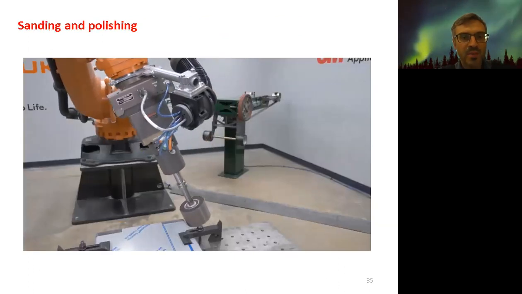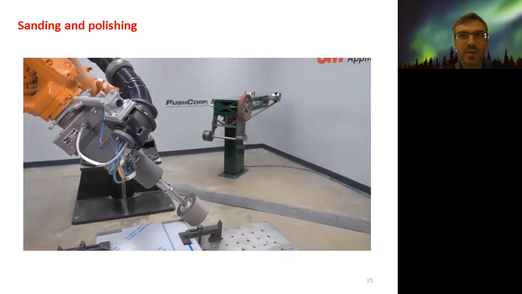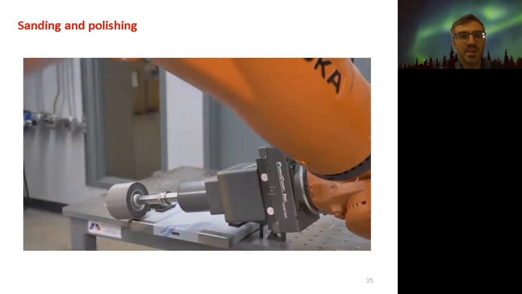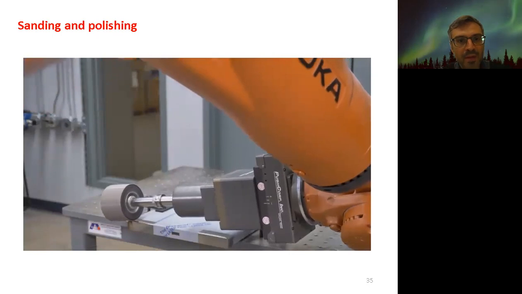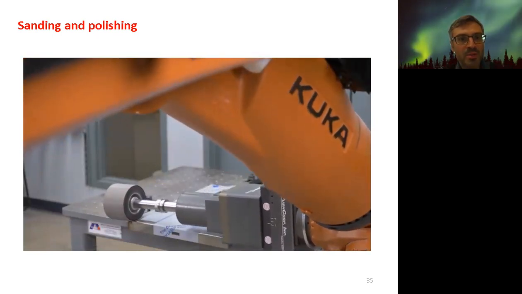This is an example of sanding and polishing of a piece after the machining. You can use impedance control for that.